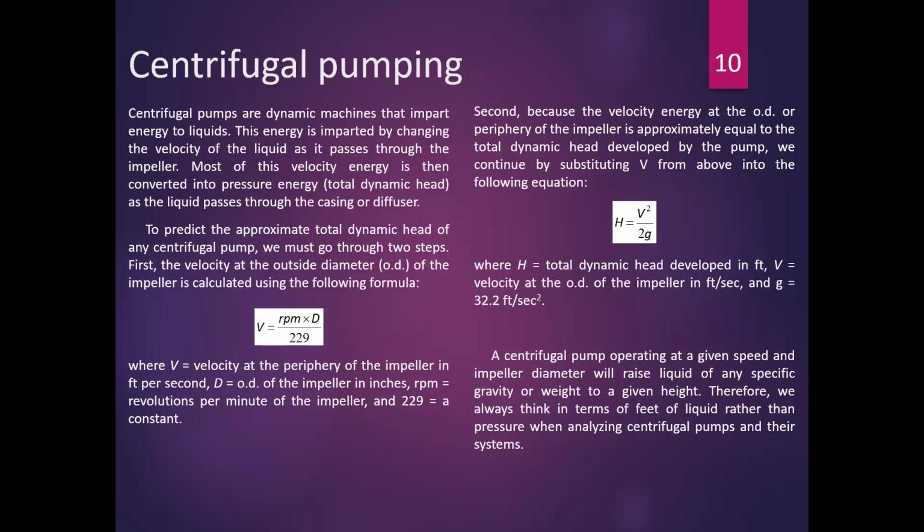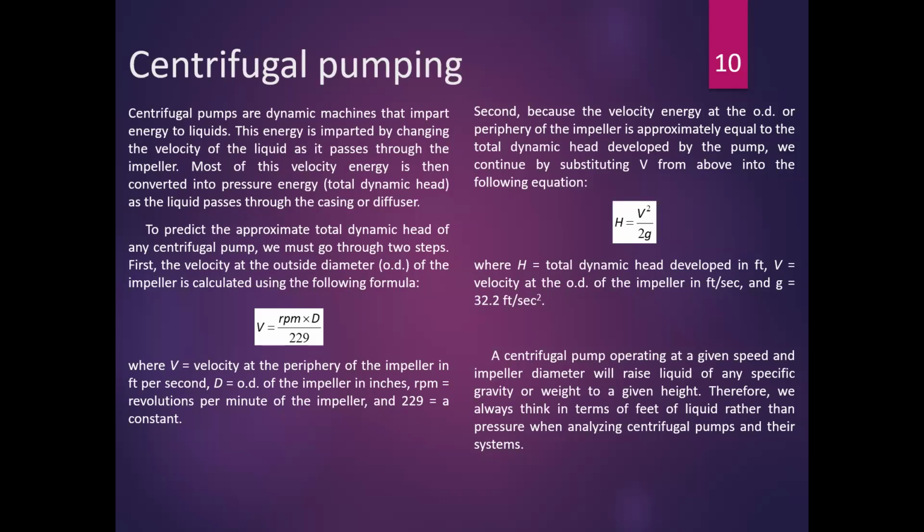Where B is the velocity at the periphery of the impeller in feet per second, D is the OD of the impeller in inches, RPM is the revolutions per minute of the impeller, and 229 is a constant. Okay? Parang ano siya? Yung peripheral velocity. D N over 12. Ganun yun.